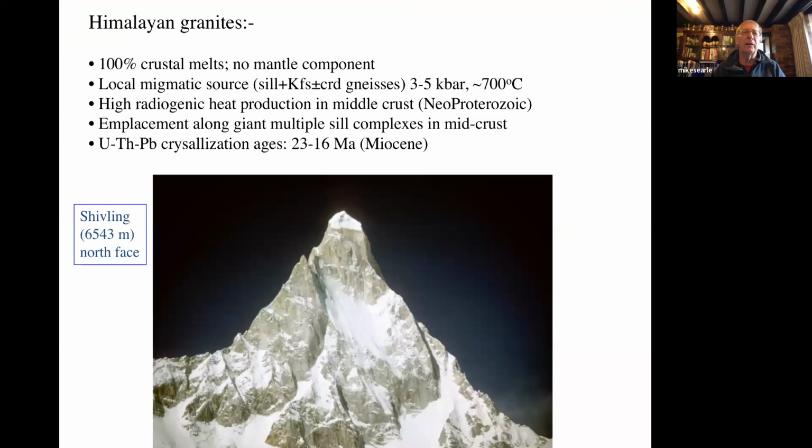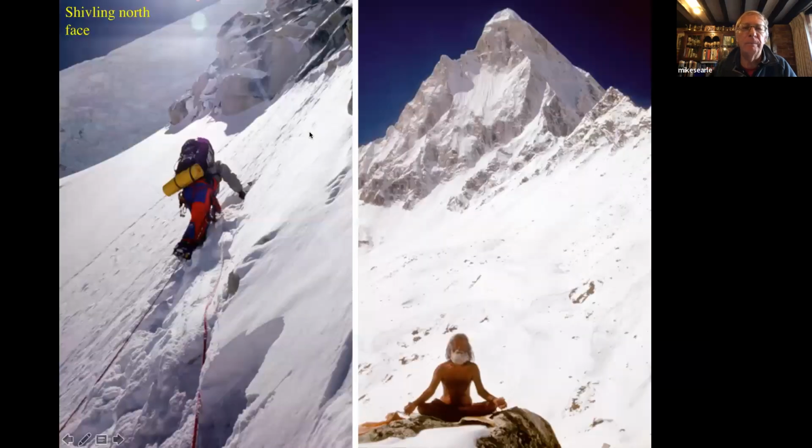So the Himalayan granites are 100% crustal melts, S-type granites. There's no mantle component at all. They have a local migmatitic source formed at very low pressures, but reasonably high temperatures. And they're forming largely because of a very high internal radiogenic heat production from this Neoproterozoic black shale that forms the protolith. And they're intruded as multiple sill complexes between these times here, with a peak around 21 million years.